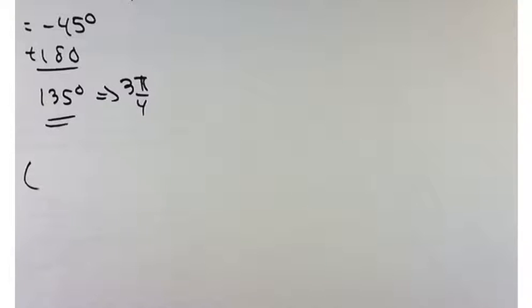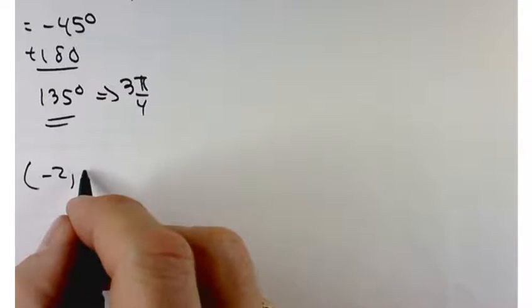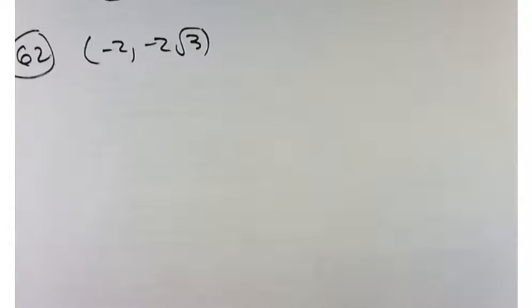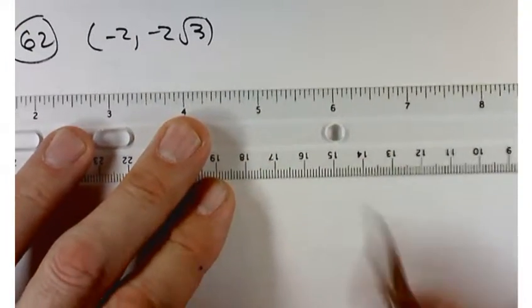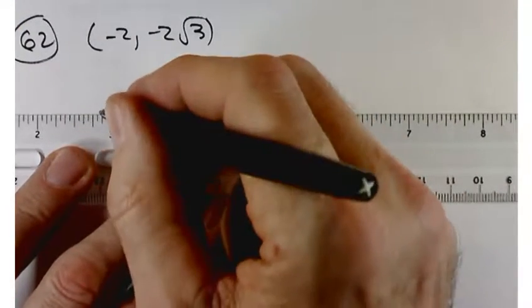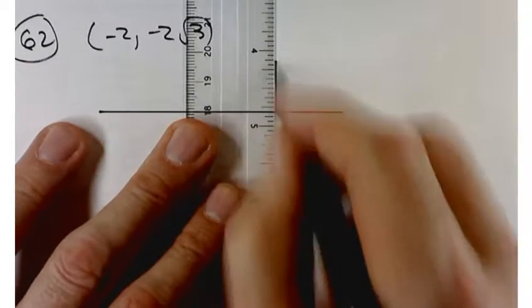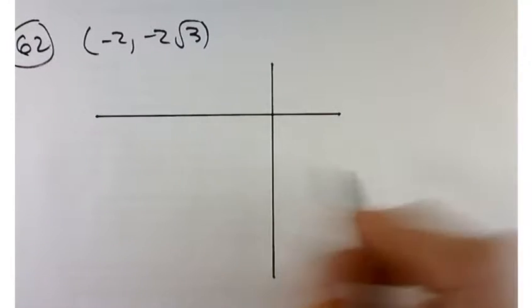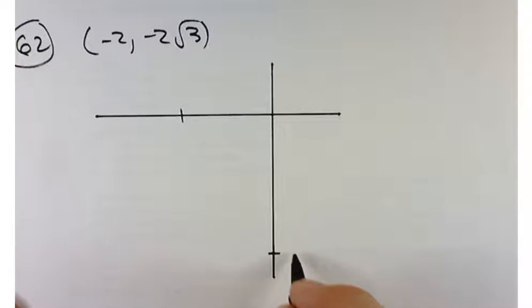So -2 and -2 square roots of 3. I'm going to get away from our graph and polar coordinates, and let's just draw this. What quadrant is that going to be in? 3. Good. It's going to be in the third quadrant. So I'm just going to draw a point in the third quadrant: -2 in one direction, -2 square roots of 3 in the other direction.